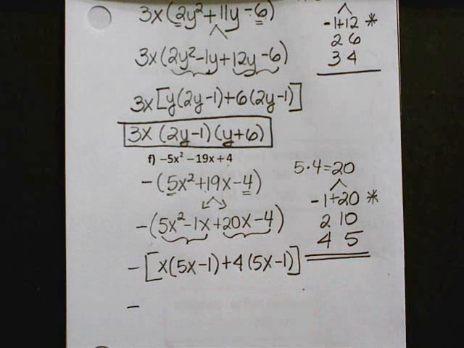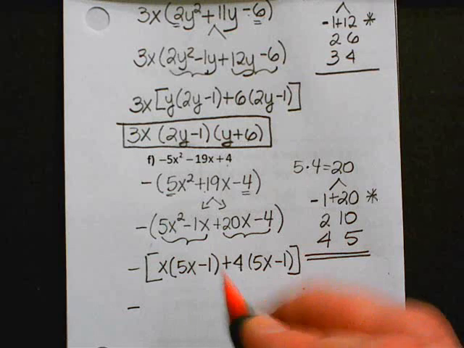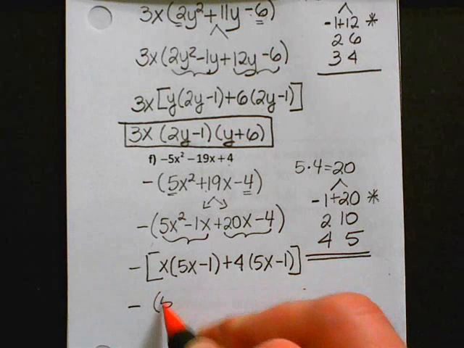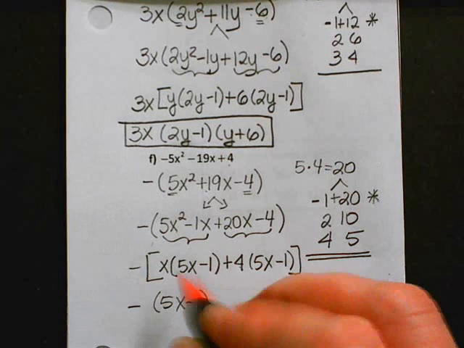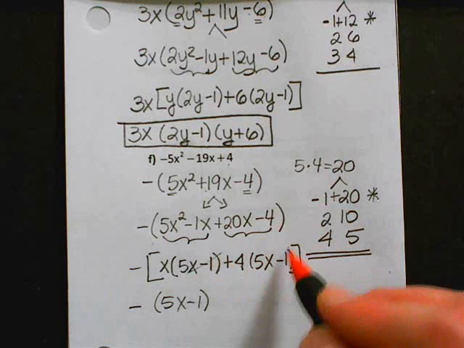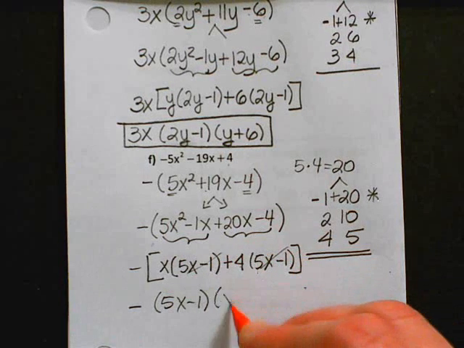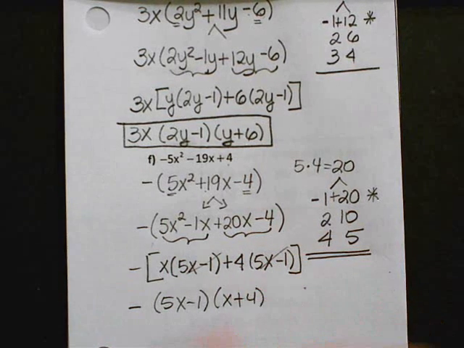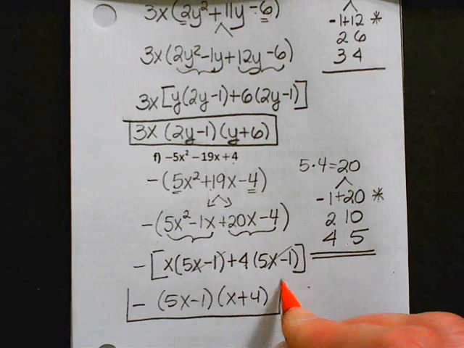Now, bring down the negative, and inside the bracket, what can I factor? 5x minus 1. And if I remove the 5x minus 1, I'm left with x plus 4. And that will be my factorization for this problem.